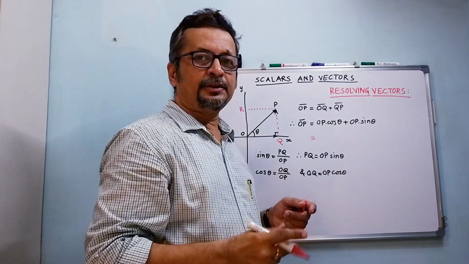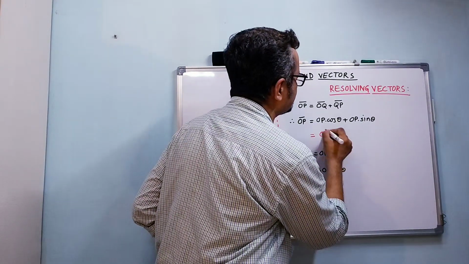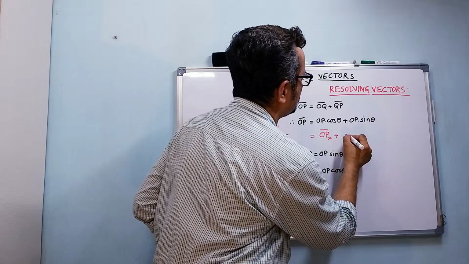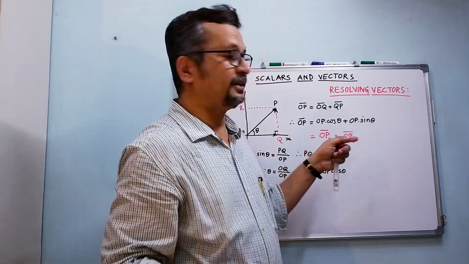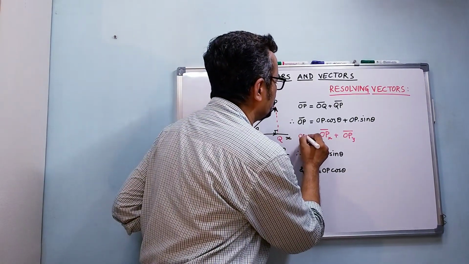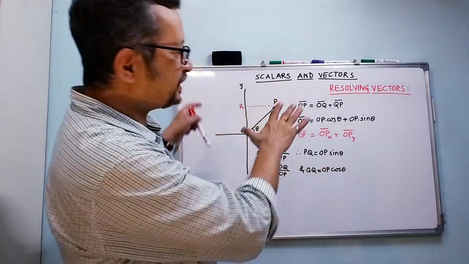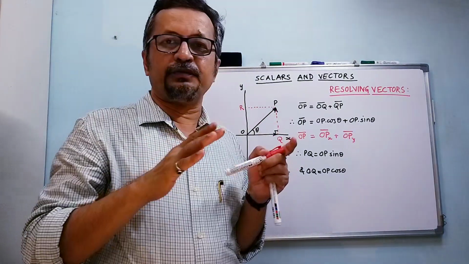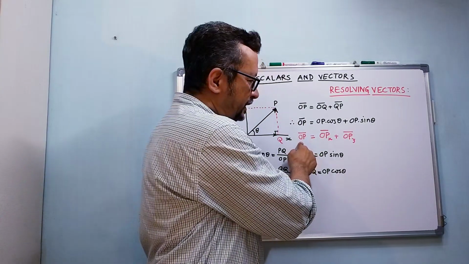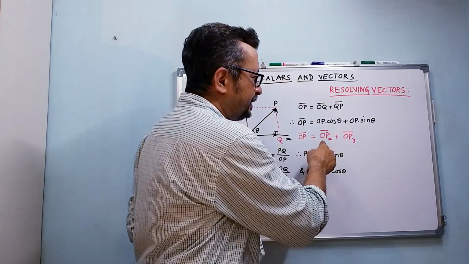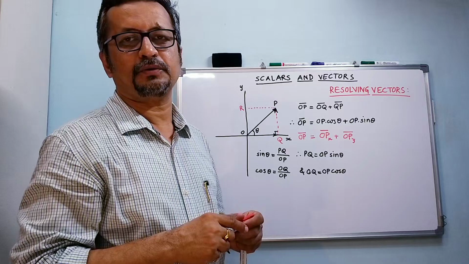OP cos theta. Is it not its x component? OP x bar plus OP y bar. This is my OP bar. So what do you need for resolution of vectors? This process, what I've done here, is called resolving vectors into its components. So my given vector is given by the sum of its x and y components. So that's about resolving vectors.